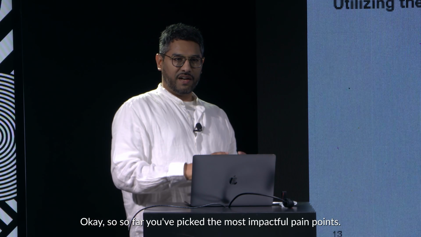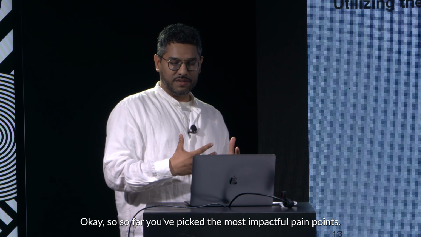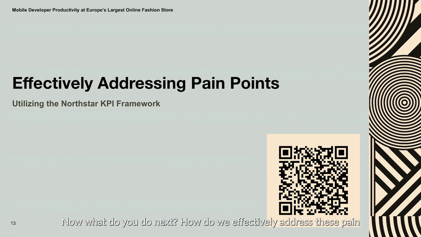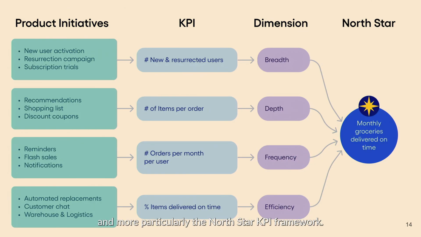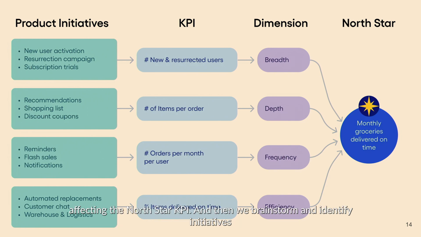Okay, so far you've picked the most impactful pain points. Now what do you do next? How do we effectively address these pain points? For this, we borrowed a leaf from the product management handbook, and more particularly the North Star KPI framework. The idea here is that we identify a single crucial North Star KPI, and then we identify a handful of input metrics that directly affect or have a good probability of affecting the North Star KPI.